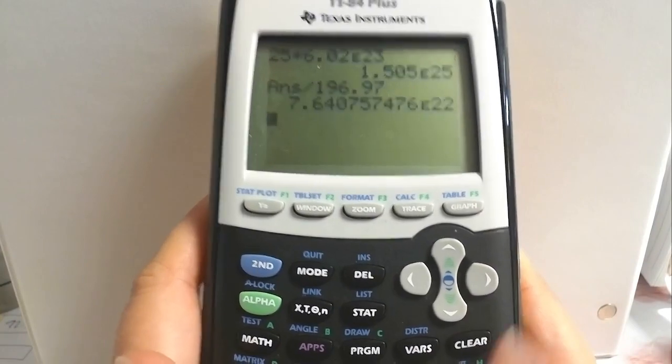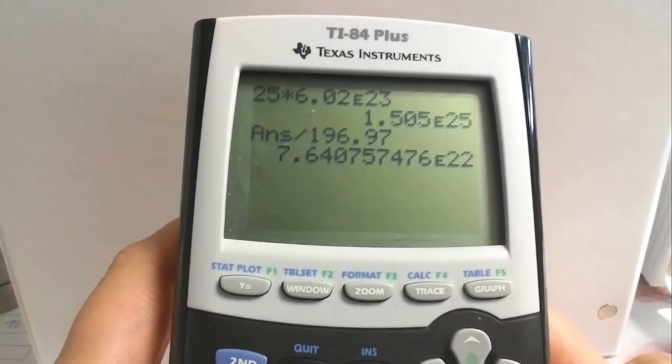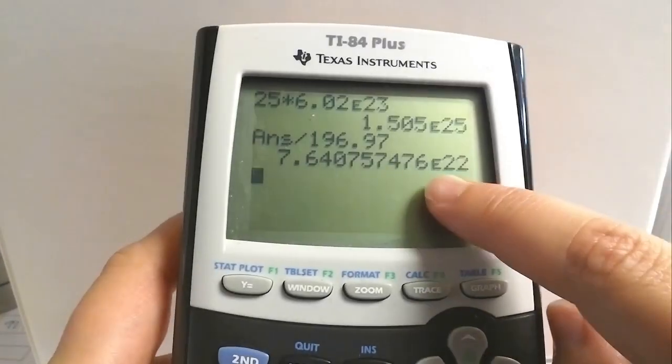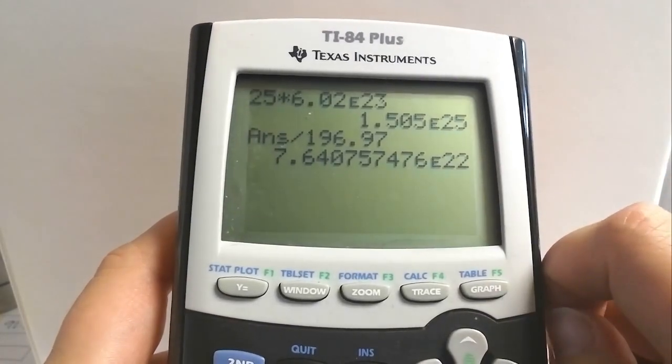So 196.97, and then you'll hit enter again. And this is the number that I calculated. So 7.64, that E22 at the end means times 10 to the power of 22.